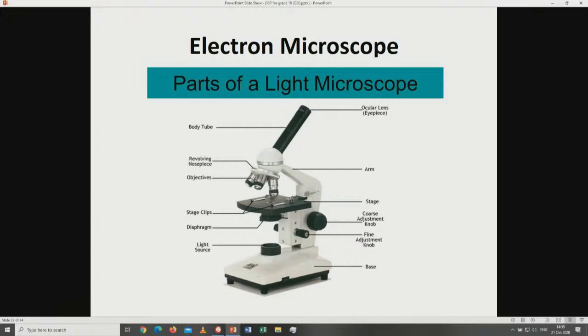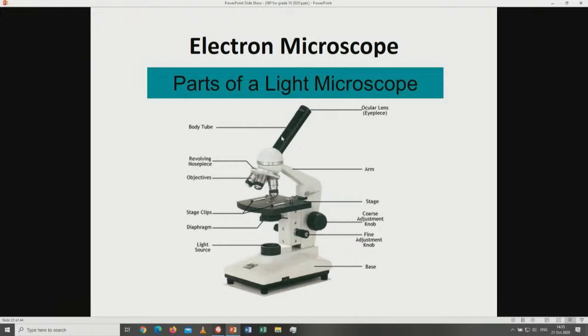Now we're looking at the electron microscope. We know that a microscope is a device that we require to look at specimens that are too small to be seen with the naked eye. Some organisms, such as bacteria, fungi, or cells, are so small that we cannot see them with the naked eye. So we require a device.